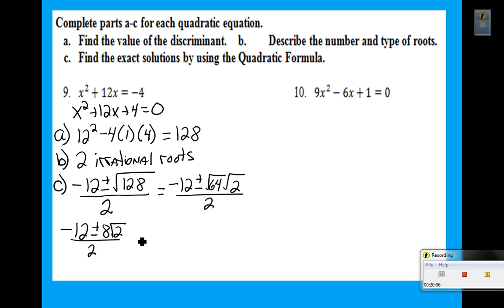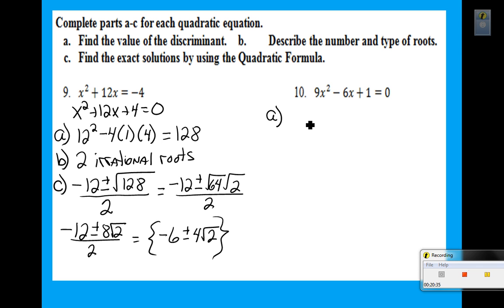Ending answer? Notice a 2 goes into all of these, so I've got negative 6 plus or minus 4 radical 2, don't divide the radical, over 2 divided by 2 is 1. So there it is. Just like what we did on the front side. I'm just asking you, before you go get the answer, tell me what kind they are. Here's your number 10, I'm sorry.